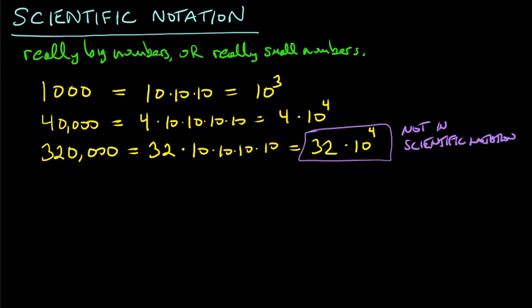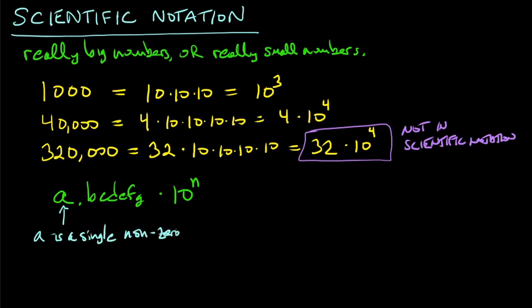And so in scientific notation, what you're looking for essentially is just a single digit. I'll call it A. And then the decimal point, and then a bunch of other numbers, B, C, D, E, F, G, whatever they are. And then we multiply that times 10 to some power, let's say n. Okay, so the important thing is that this A here is a single digit. In fact it can't be 0, so a single non-zero digit. So it can be 1, 2, 3, 4, 5, 6, 7, 8, 9, and that's it.